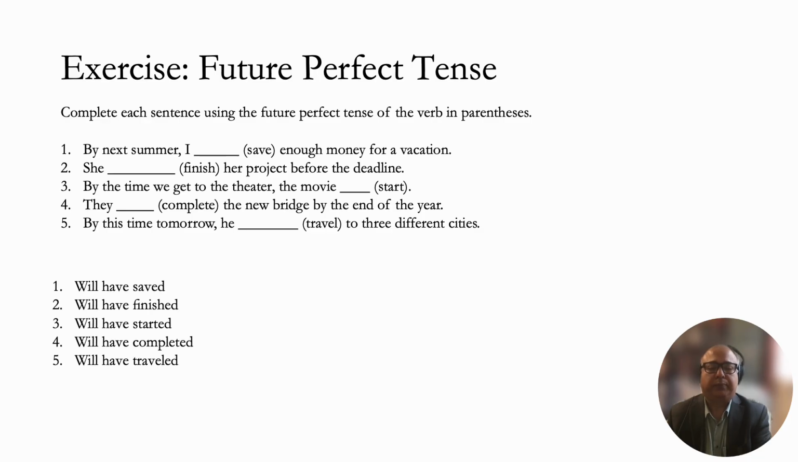All right. These are the answers. Now notice that each of the verbs end in a past participle form. Saved, finished, started, completed, traveled, will have saved, will have finished. Okay, so that's how we use the future perfect tense.